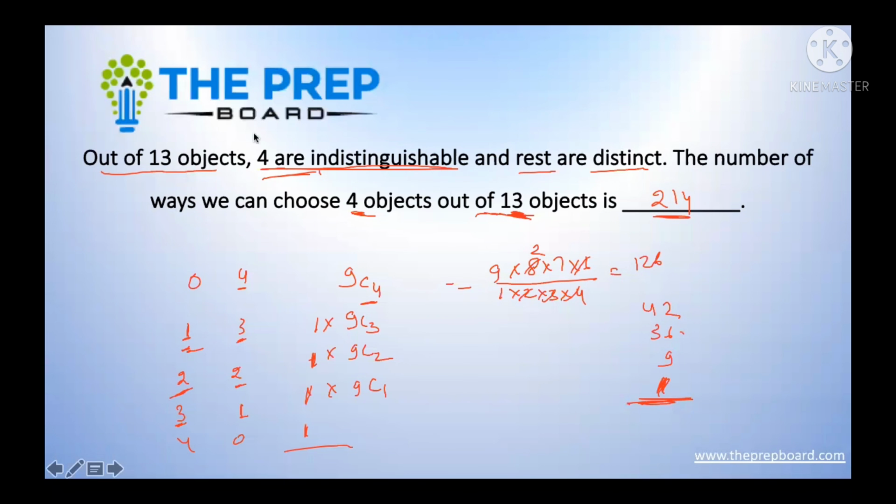I hope this is clear to all. So we can take 0 indistinguishable articles, 1, 2, 3, or 4, and the rest distinct objects.